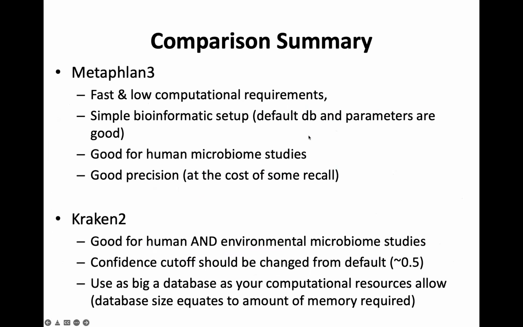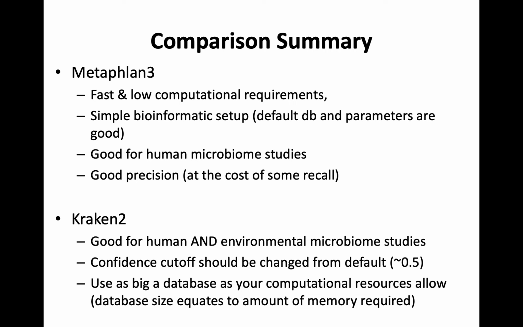So, okay, I went a bit deep there, but it's new results. The preprint's out there. And so what does that mean? MetaPhlAn 3 is great if you want fast, low computational requirements, definitely in a human-associated setting. You shouldn't feel bad about using MetaPhlAn 3. It does a pretty good job. Simple bioinformatics setup. The database works by default. The parameters work by default. Good precision, so the things that are there, you're probably pretty confident in. You're going to suffer maybe with some recall. You're going to miss some organisms.